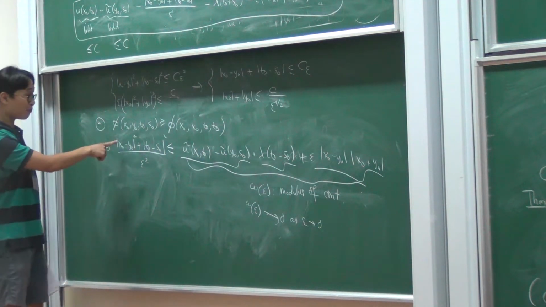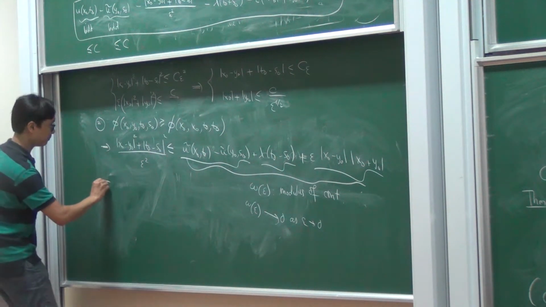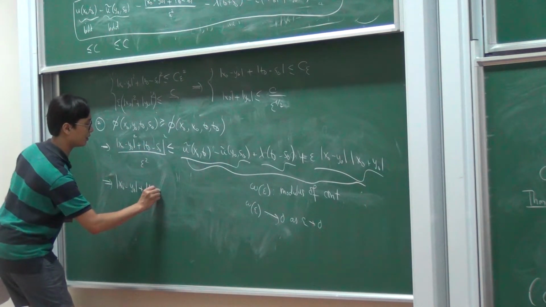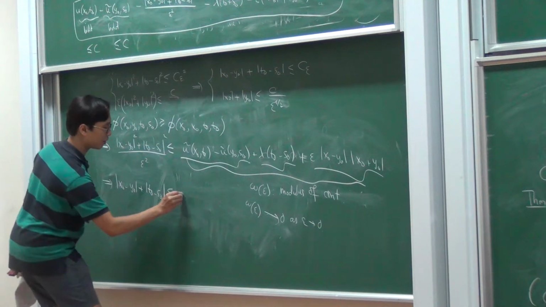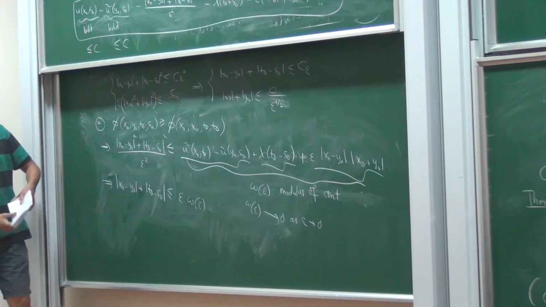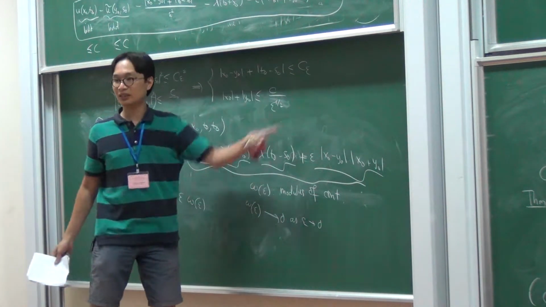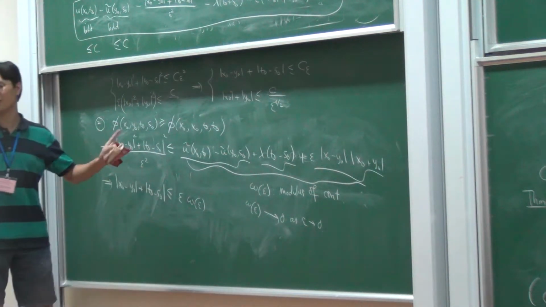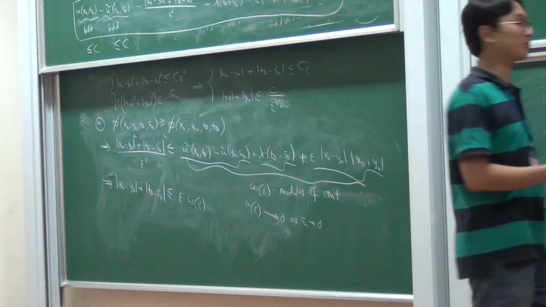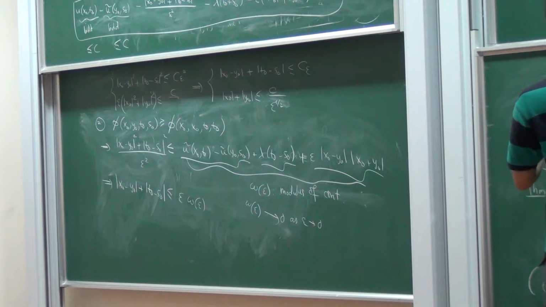Okay, that means I have a estimate. I have |x0 - y0|² + |t0 - s0|² is less than or equal to epsilon times omega epsilon. So up here I have that it's bounded by c epsilon. Down here I have this kind of technical estimate. Okay, so now let me do the t step, and I think that's okay.